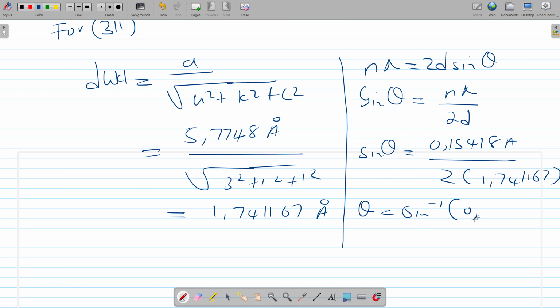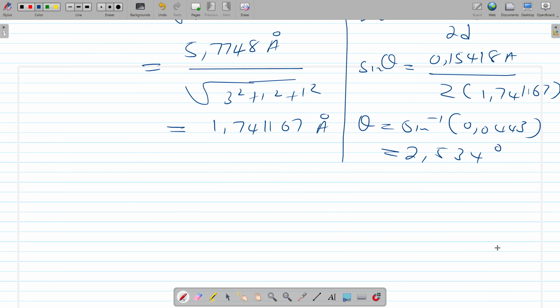We're going to have 0.0443. From there we just put that into a calculator again to obtain the following: 2.534 degrees. And next we are going to multiply that by 2 to get 2 theta equals 5.075, like this. This is going to be in degrees.